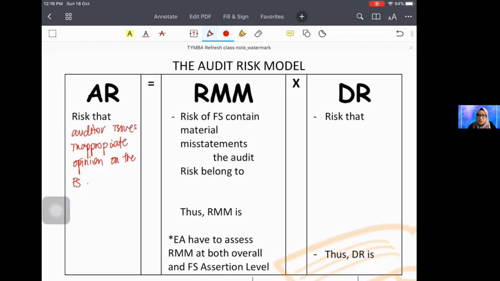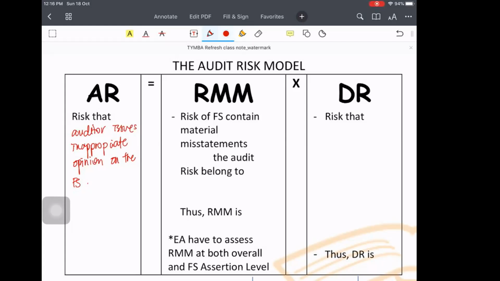So there are two situations. The second situation, the latter one, would be very rare to happen. Because usually it is rare for us to say that the financial statement is correct and then issue it as wrong. But most of the time, the financial statement is wrong but we issue it as correct. Okay, so audit risk is the risk that the auditor issues an inappropriate opinion on the financial statement.